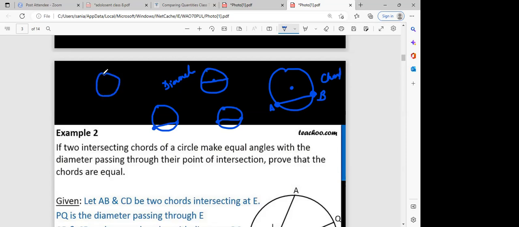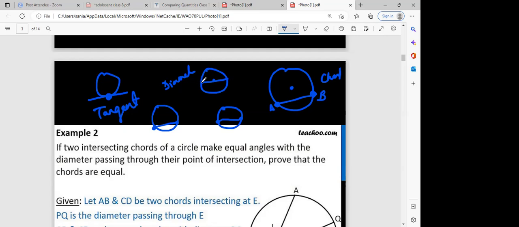But for example, this is a circle. This is a line. It is only touching the circle at one point. This is a tangent. I hope you got 3 lines, 3 words. Tangent means it is touching the circle at only one point. Right? Chord is touching the circle at 2 points, 1 and 2.